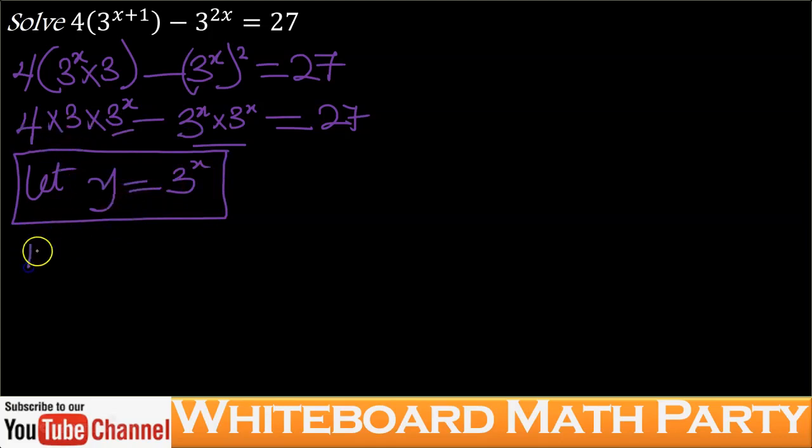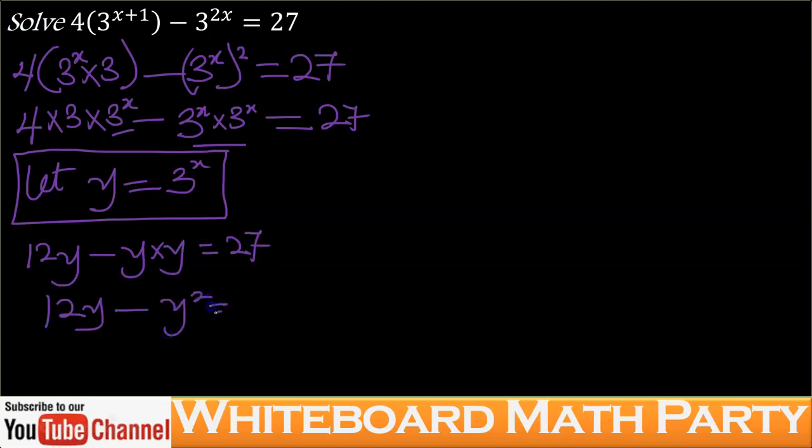Now, 4 times 3 is 12, and 3 to the power of x will now become y. Minus y times y is equal to 27. Okay, I think this is going to help us. Therefore, at this stage, we have 12y minus y squared is equal to 27. This is a quadratic equation. So, let us arrange it properly and solve exactly the way it should be.